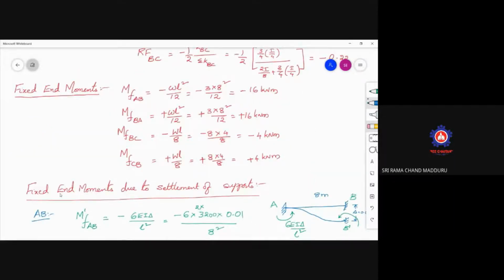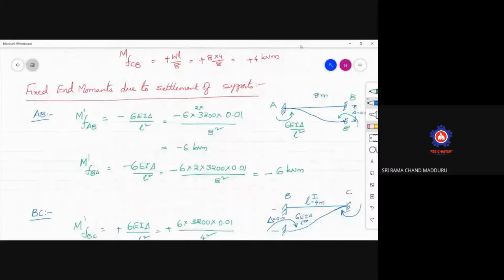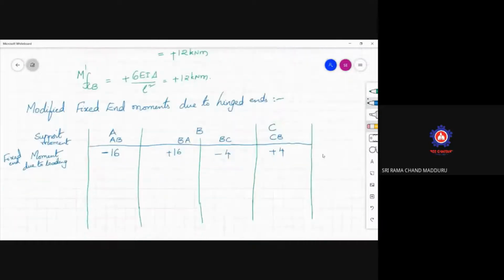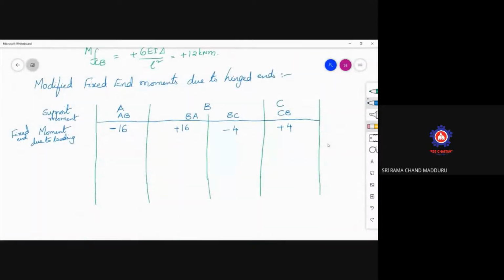Now we will once again write down the fixed end moments due to settlement of supports.